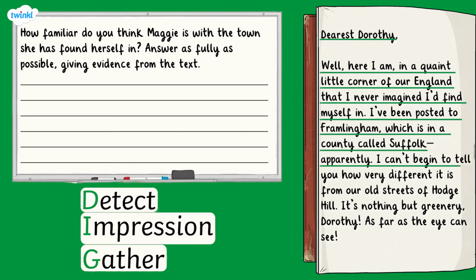I can't begin to tell you how very different it is from our old streets of Hodge Hill. It's nothing but greenery, Dorothy, as far as the eye can see.